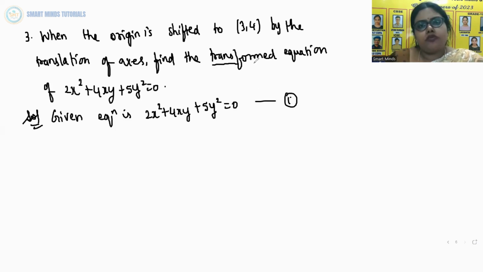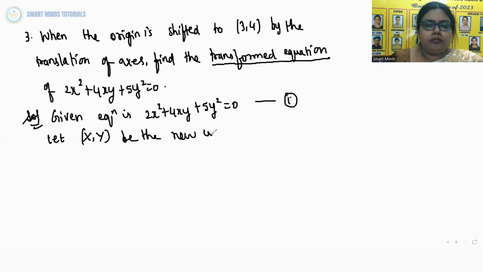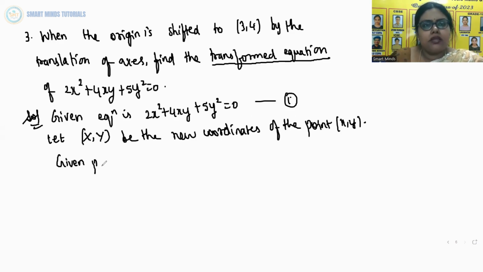Now they are asking us to find the transformed equation. Transformed equation means they are asking us to find the new equation. So what do we write? Let capital X, capital Y be the new coordinates of the point small x, y. Now what else is given to us? The origin is shifted to (3, 4). So the point (h, k) is (3, 4).